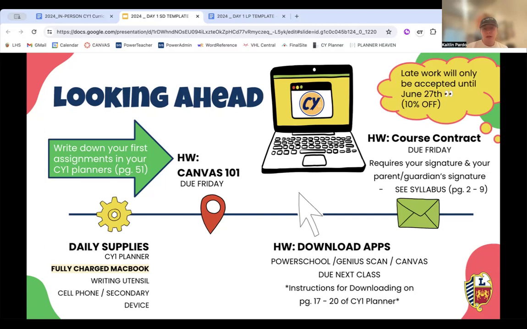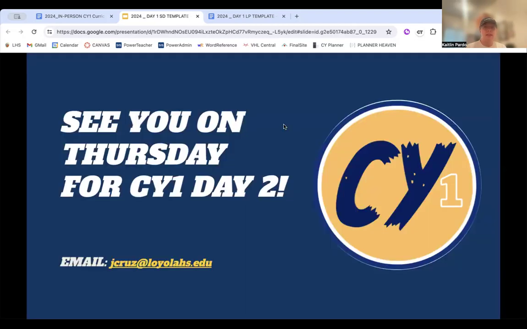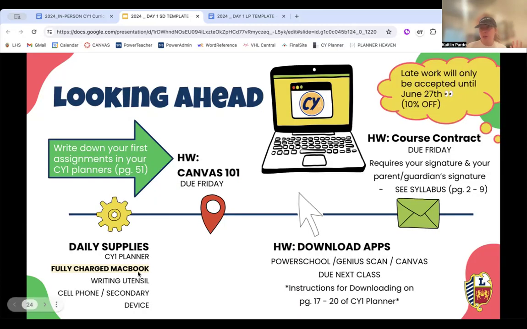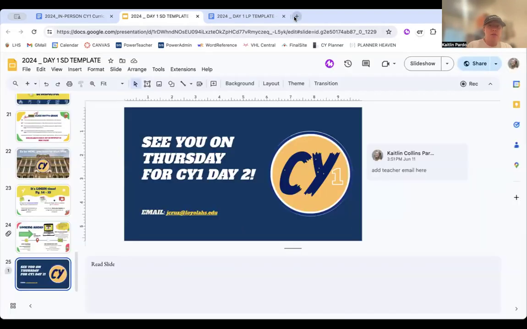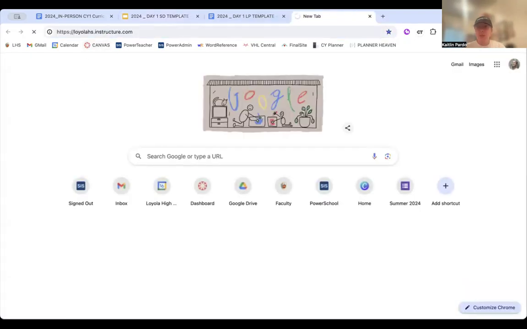So did everybody have time to write it down? If you're running out of time, just go to the next slide. Say, see you Thursday. Edit this so that it's your email. If you have a little bit more time, I would remind you, exit out and show them what their Canvas page looks like so that they have a good understanding of how to navigate it.